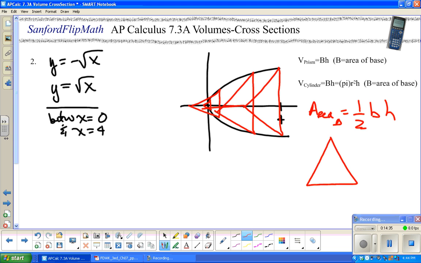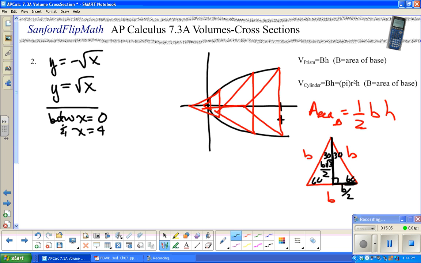So if this is base, this is base, this is base, because it's equilateral, I need to do 1/2 base times height. Well, this is now base over 2. And what you may not think of off the bat is this is a 30, 60, 90 triangle. And so to get this length, it's the short leg times the square root of 3. So this is going to be base square root of 3 over 2.